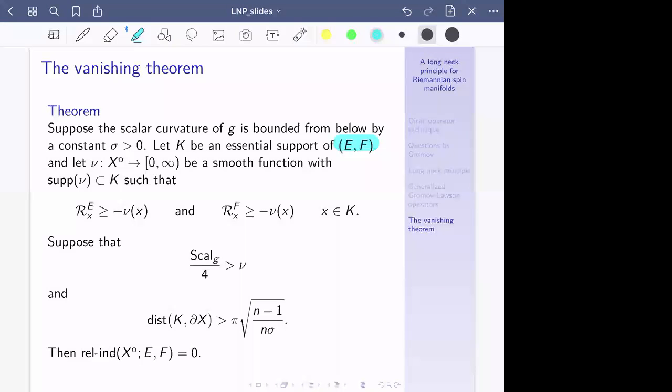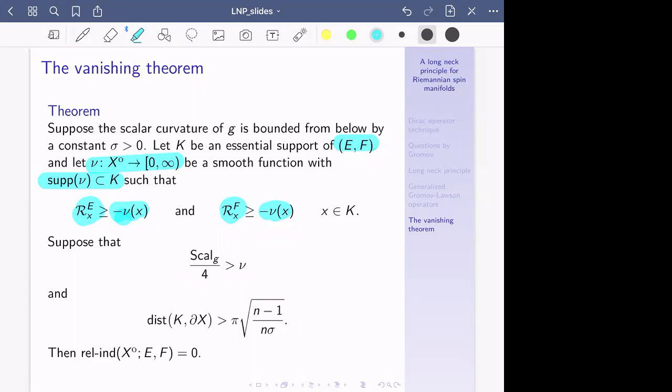And now the idea is that suppose that nu is a smooth function on X naught such that the support is contained in K, and then suppose that I have information about the R endomorphism. So I want that R^E is greater or equal than minus nu, and R^F is greater or equal than minus nu. So in other words, minus nu is pointwise a lower bound of the R endomorphisms induced by the connections on E and F.